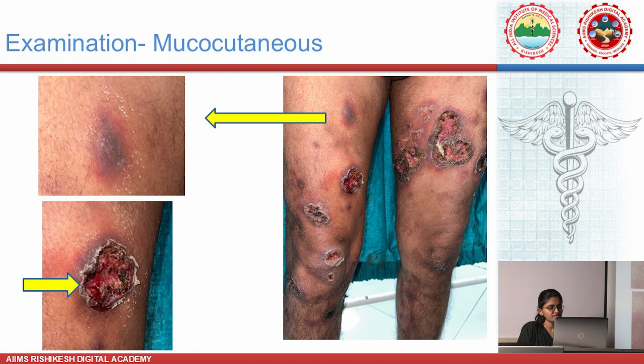In the mucocutaneous examination, as seen in the image, the initial lesions were well-defined, erythematous, tender nodules and plaques that gradually evolved to form central pustules, following which they ruptured spontaneously to form well-defined, irregular-shaped, punched-out ulcers with peripheral erythema.